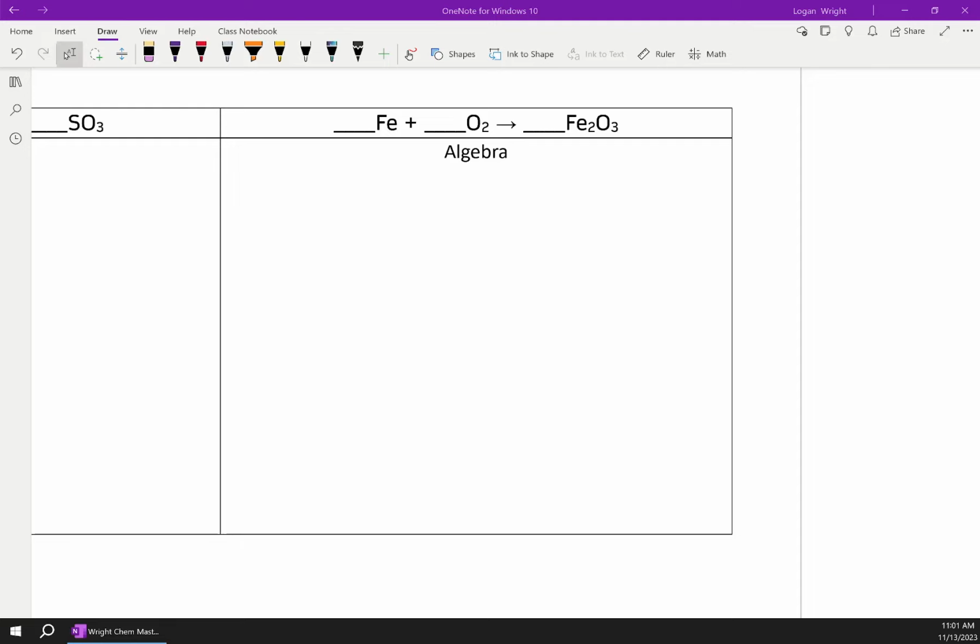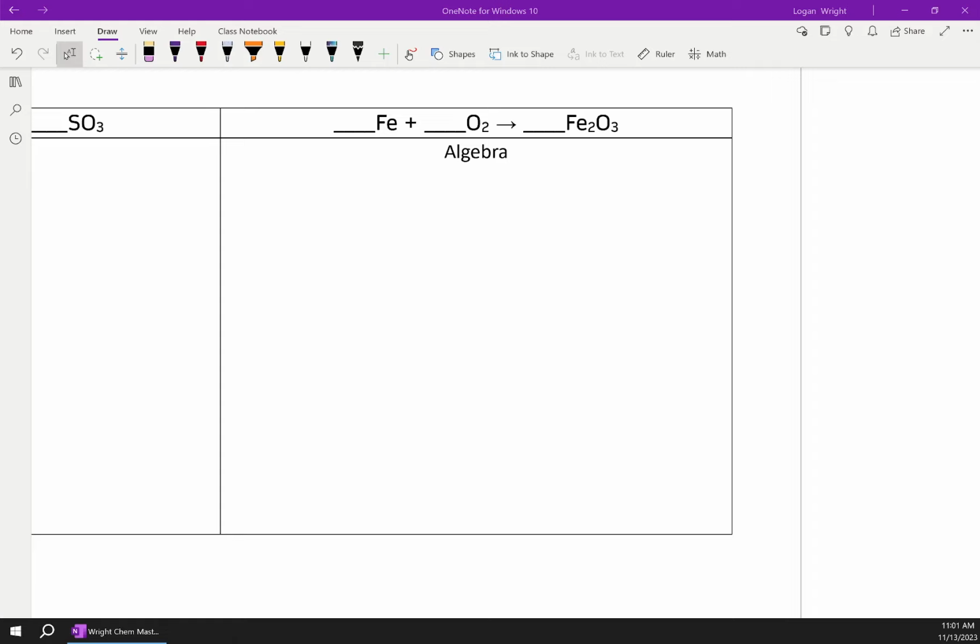This video is to walk through a step-by-step version of the algebra method for solving difficult balancing problems. Usually more of a guess and check version is just fine for balancing. In fact, it's going to be quicker than algebra, but for the particularly challenging ones, algebra can be a way to get this done.